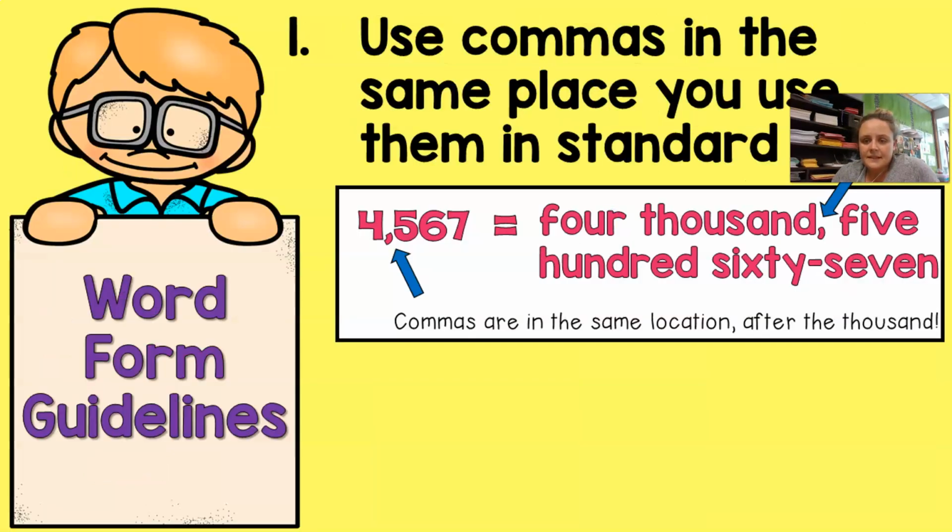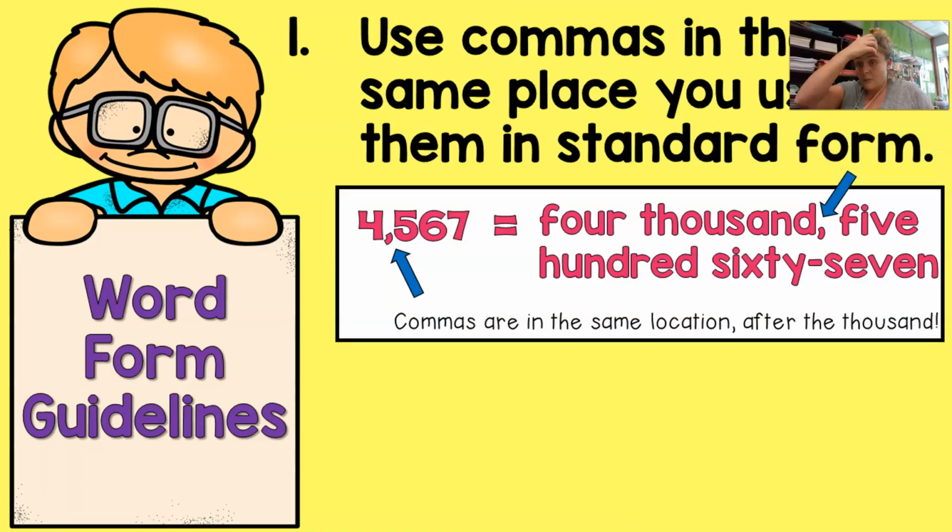Let's take a look at this. Use commas in the same place you use them in standard form. This was always tricky for me when I was in school. You add commas in the same place as in the standard form number. So we had 1, 2, 3, cha-cha-cha. So I know the comma in the word form is going to come after the 4,000. 4,000, comma, 567.